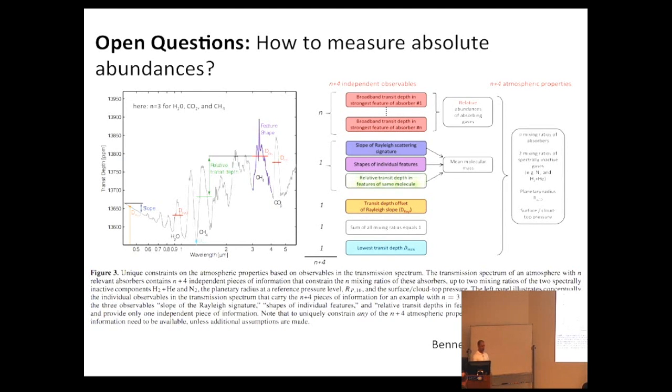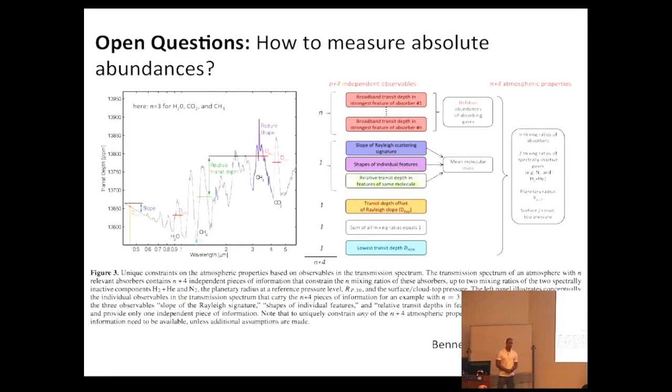And so I think an open question is how exactly we're going to do that. I show here a figure from one of Björn Benneke and Sara Seager's papers from a few years ago, which gives a really nice didactic description of what information uniquely can be extracted from transmission spectra. He's got this figure where he illustrates a model transmission spectrum and shows these things he's talking about color-coded, and then matches them up in this little diagram here on the right.